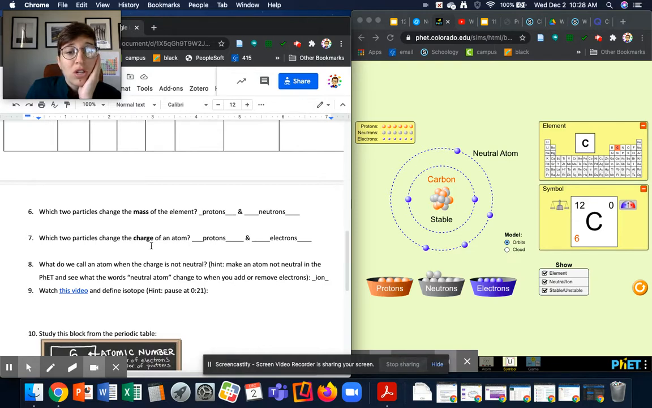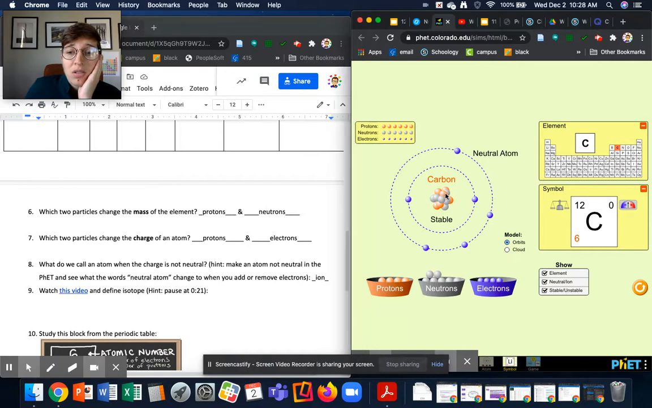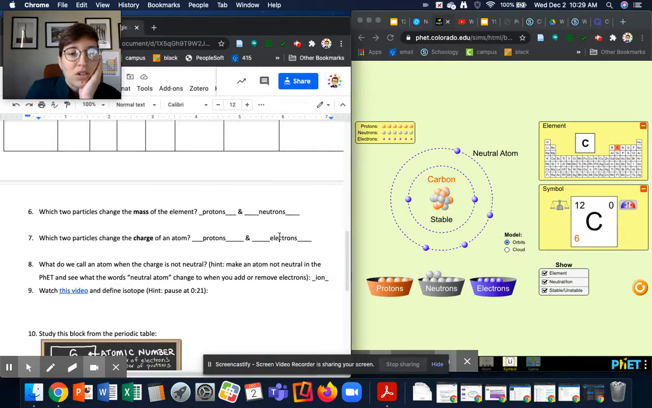Which two particles change the charge of an atom? That would be our protons, positively charged in red, changing our neutrality, right? This electron also changes our charge. The neutrons, do they change the charge at all? Nope, still 0. Changes the mass, but it does not change the charge. So protons and electrons. Then it says, what do we call an atom when the charge is not neutral?